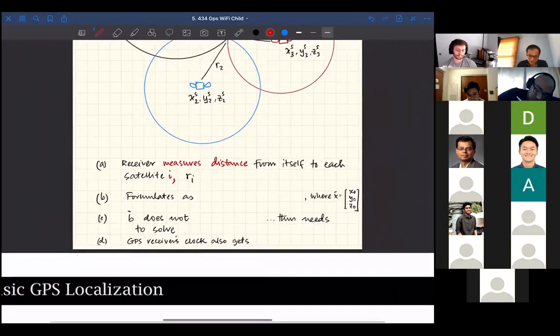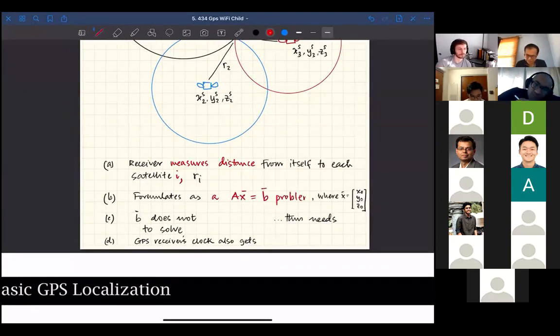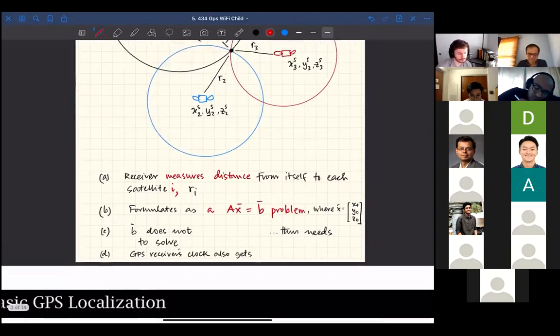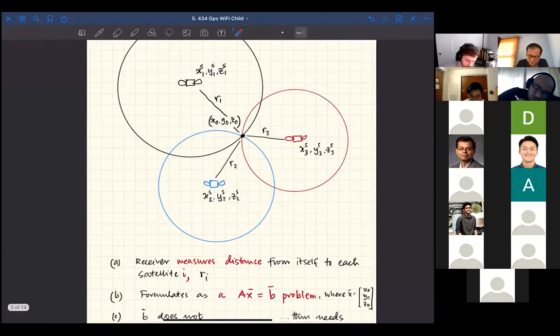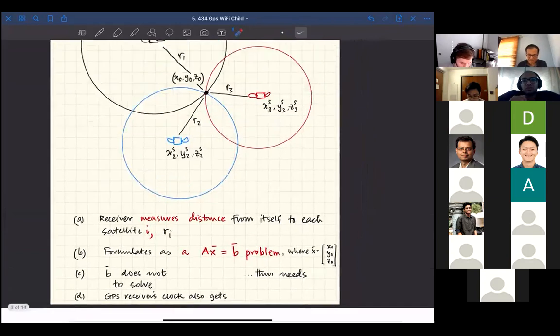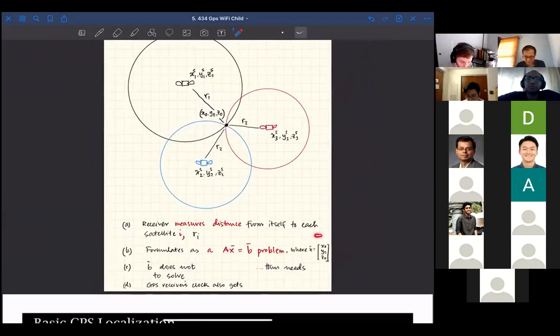Now, the receiver formulates this as an AX equals B problem. Let's say that the receiver's location is X0, Y0, Z0, right? So X0, Y0, Z0 are really the 3 unknowns we are looking for, right? So I formulate this as an AX equals B problem, where this X unknown vector is X0, Y0, Z0.